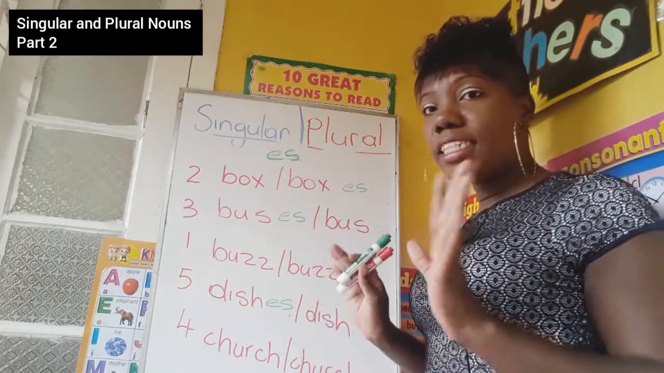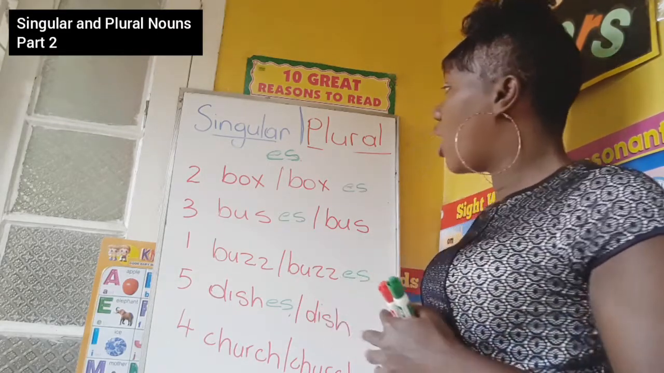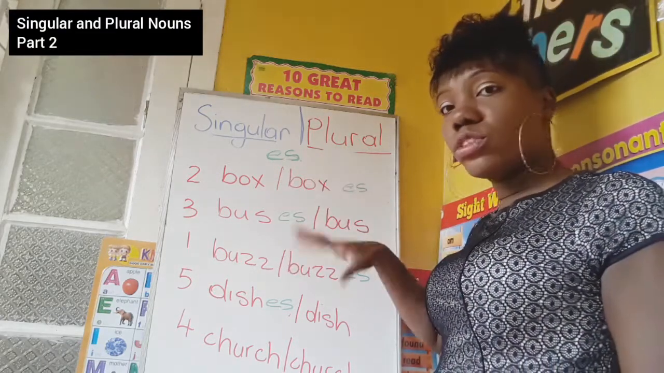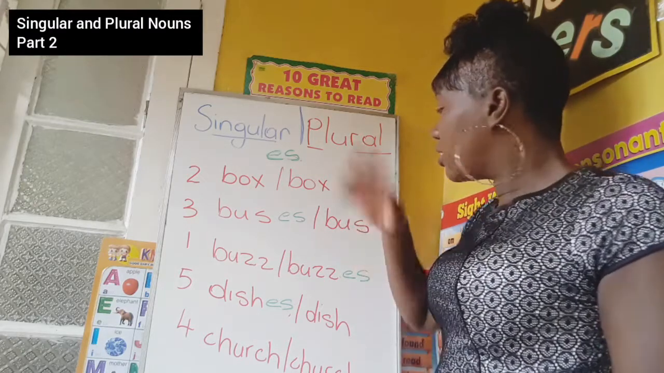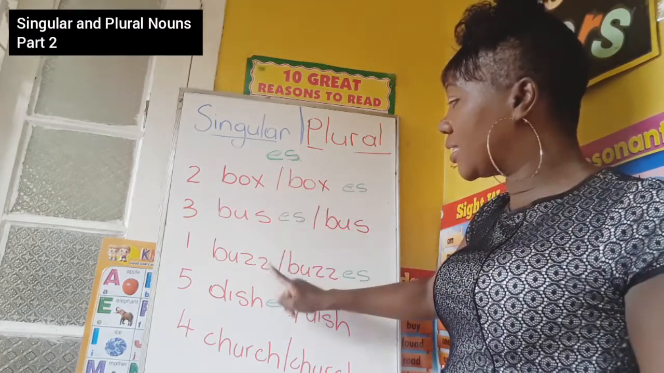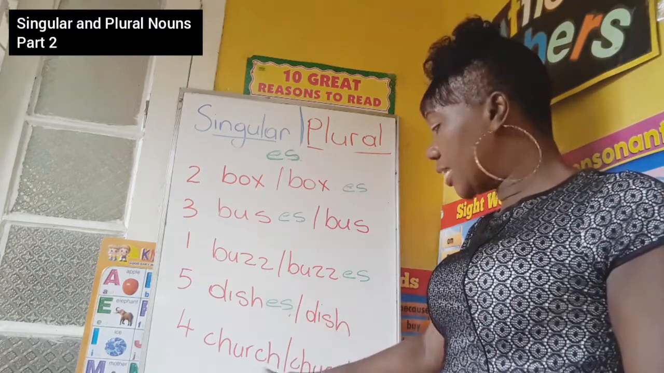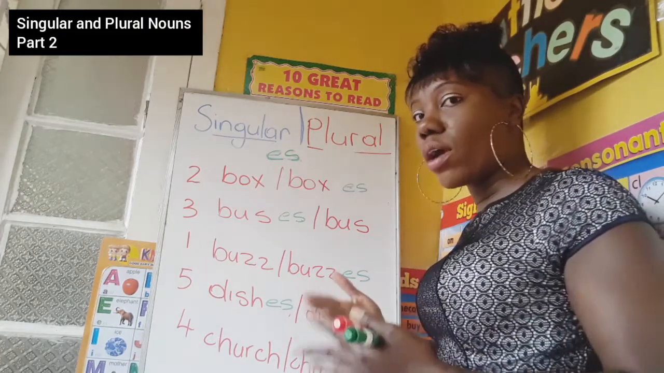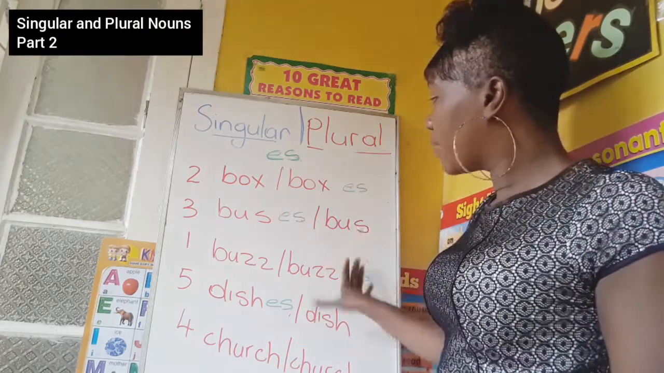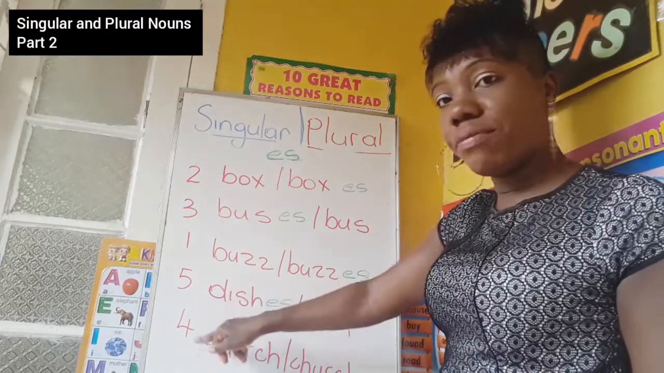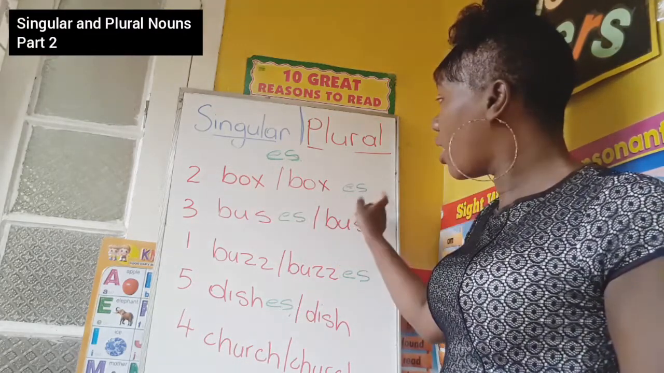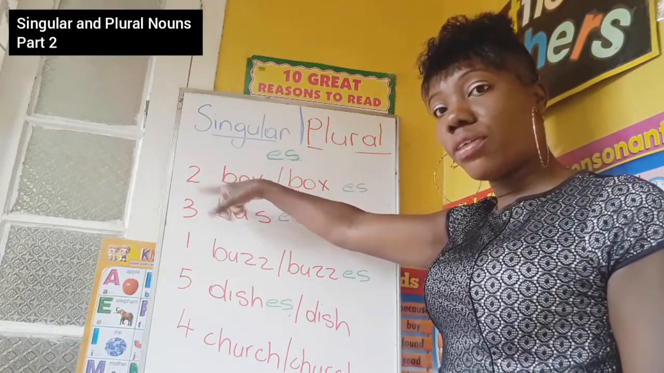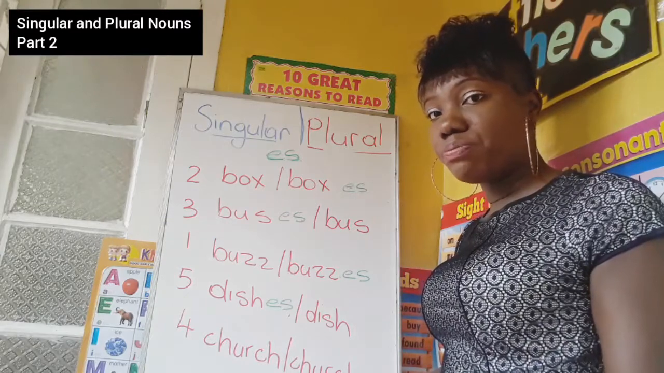Alright, boys and girls, let's do this activity. Now remember, we are adding ES to some nouns to make them plural. So nouns that end with X, S, Z, SH, CH, we add ES to them to make them more than one. So here, I have some numerals to show how many of them. Now we are going to circle which one of them is the correct one that goes with the numeral, or the number of things that are there.